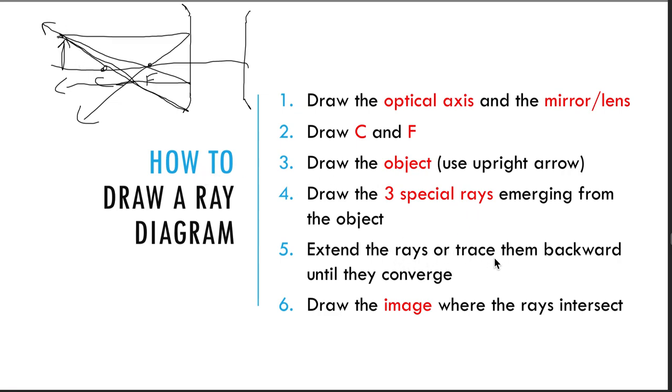So extend the rays or trace them backwards until they converge. Well, they all converge at this point. Draw the image where the rays intersect. So the rays intersected right here, so you're going to draw the image right here. You always start it from the optical axis, and then you draw the arrow downward because the rays are intersecting down here.